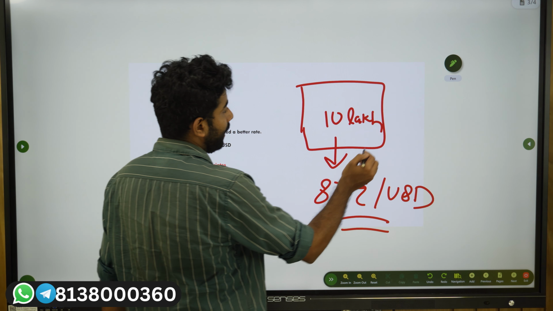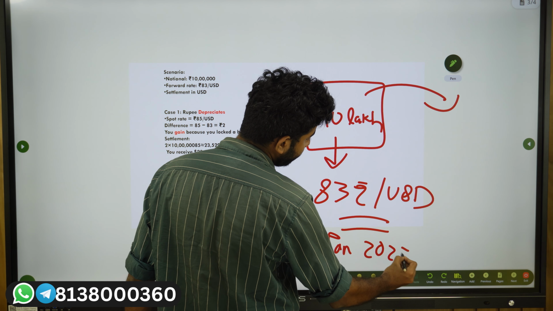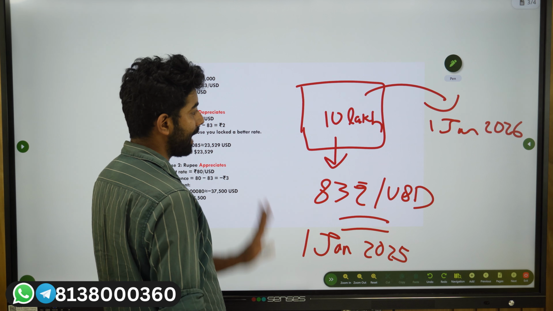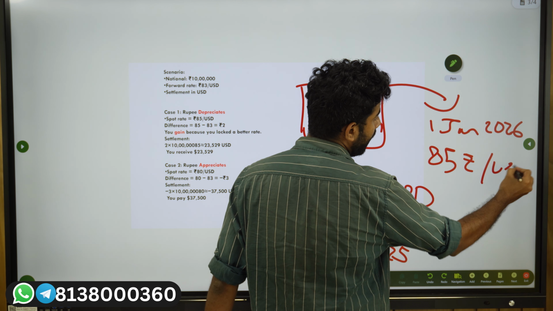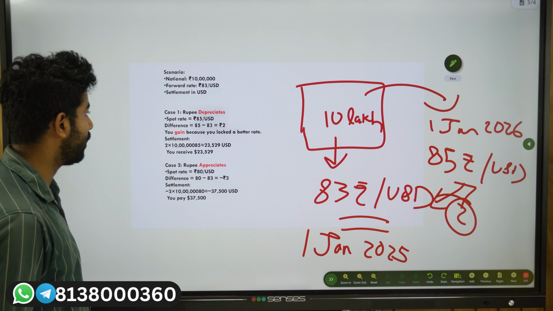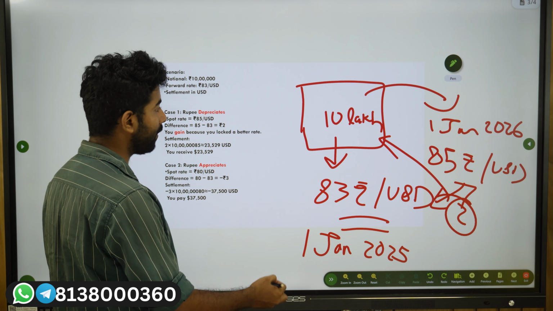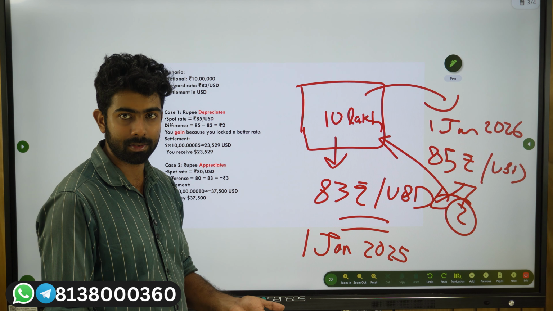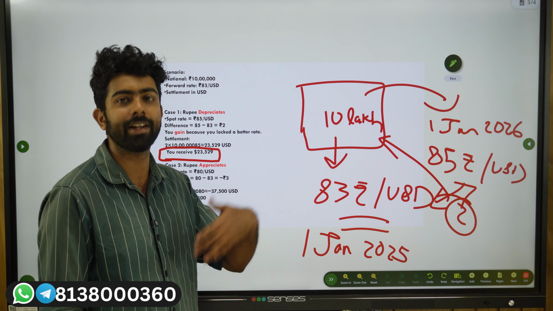Say on 1 Jan 2025 the rate is 83, and on 1 Jan 2026 the rupee has depreciated to 85 rupees per US dollar. This difference is 2 rupees, right? This is multiplied with the notional amount and you get a sum in rupees, which is converted into dollars, and that is the dollar amount that the party which entered into the NDD will get.